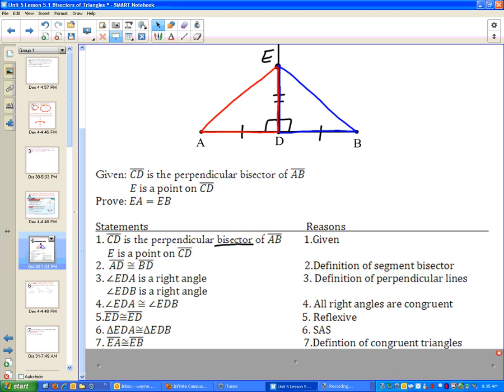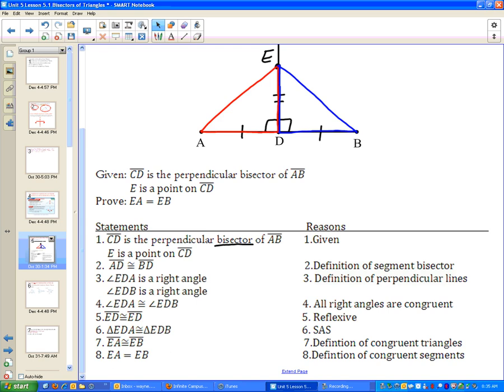We're supposed to prove the length of EA equals the length of EB, and I've got segment EA is congruent to segment EB. If the two segments are congruent, what's that tell you about their lengths? They're the same. They are equal, aren't they? So, our last step is that the length of EA equals the length of EB, and the reason is because we know what congruent means. So, definition of congruent segments.